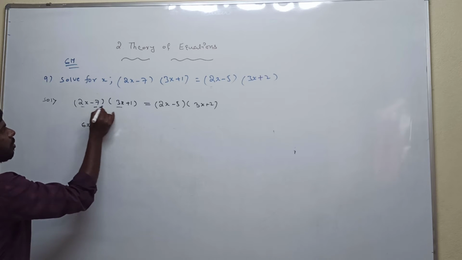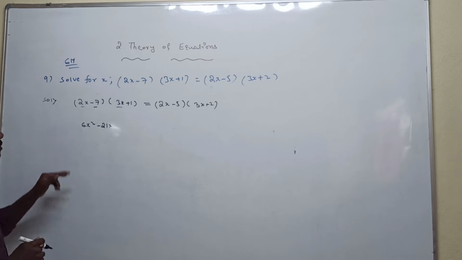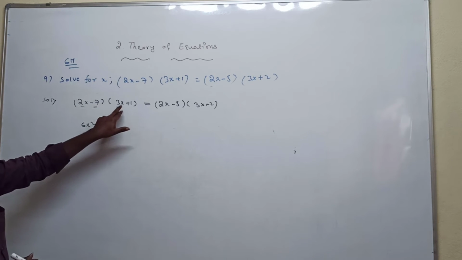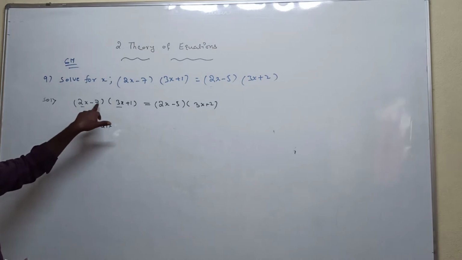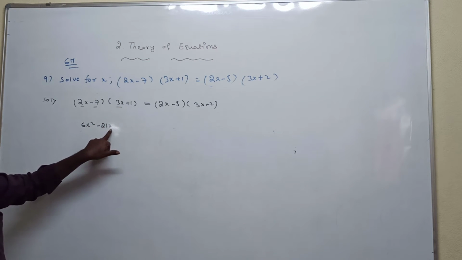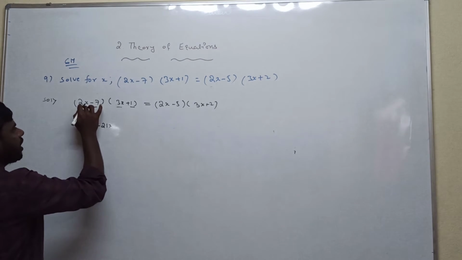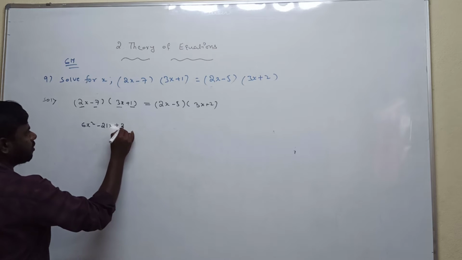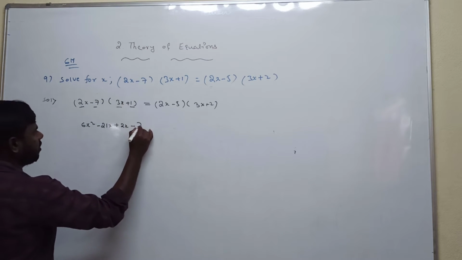Next, the second element into the first element, minus 7 into 3x is minus 21x. So the first element is multiplied with each element. 2x into 3x is 6x square, minus 7 into 3x is minus 21x. Next, the first element product with the second element. 2x into 1 is 2x. The minus into plus is minus. 7 into 1 is 7.